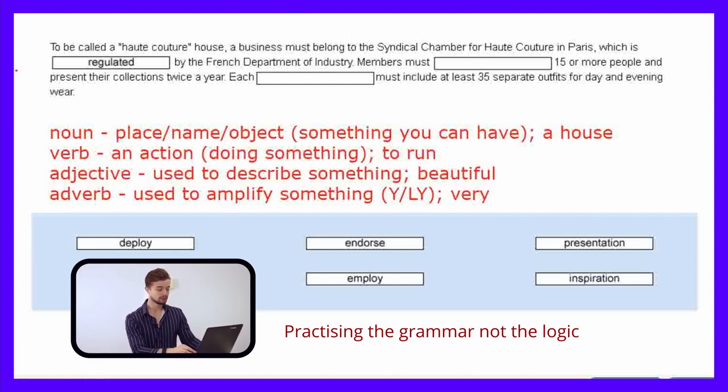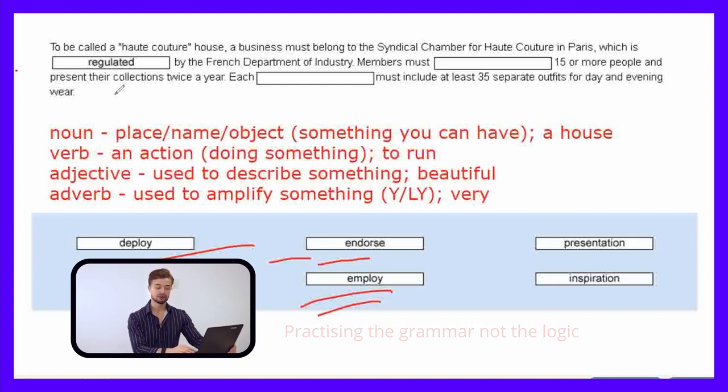Again, we're looking for a verb. Could be deploy, could be endorse, could be employ. So here you're going to use your common sense. "Members must deploy 15 or more people." So I can send the people. Okay. "Members must endorse 15 or more people," meaning I say something nice about them, I give them my endorsement. Or they must employ 15 or more people. So in this situation, we narrow down to three words, but you still have to use your common sense. You still need to understand the context. So let's read a little bit more. So they have to do something with 15 people and present their collection twice a year.